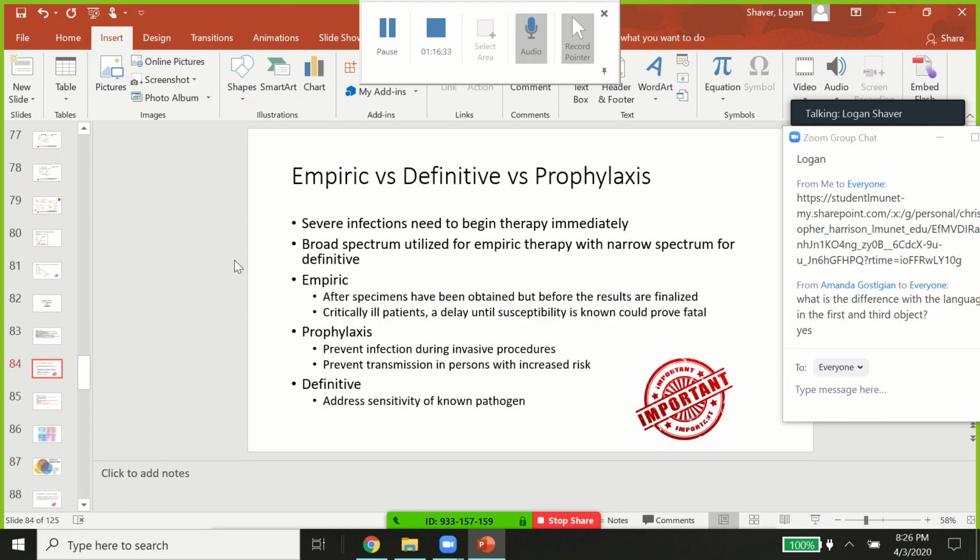that. This one tells you the difference between what empiric versus definitive versus prophylaxis is. I don't remember there being a question asking about differences between those, but don't quote me on that. But anyway, it's a pretty simple slide, so I'm not going to spend much time on it.